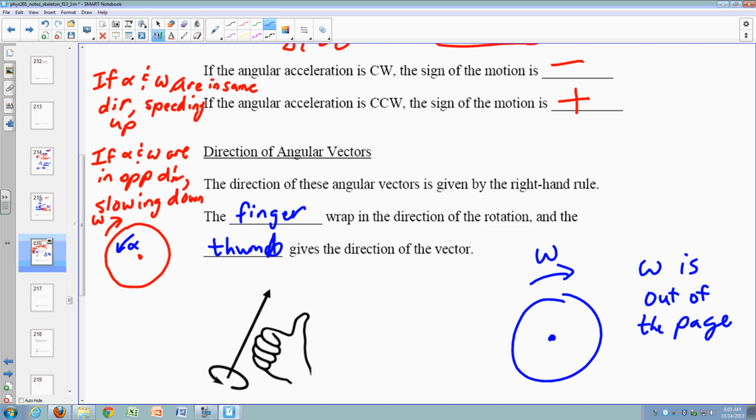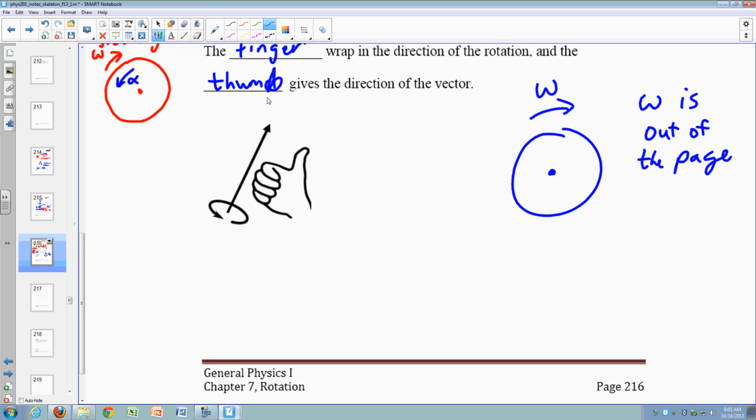Don't sweat this too much right now. You won't see it on the quiz for chapter 7, but it does come up again in chapter 8 when we start doing cross products, where we have to use the right-hand rule. Are you thoroughly confused now? Yeah, don't sweat it. It'll come up, and we'll explain it more when we do cross products.